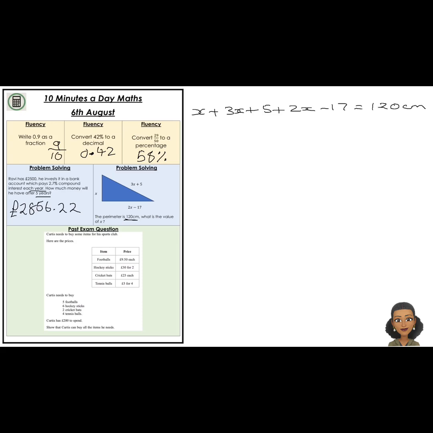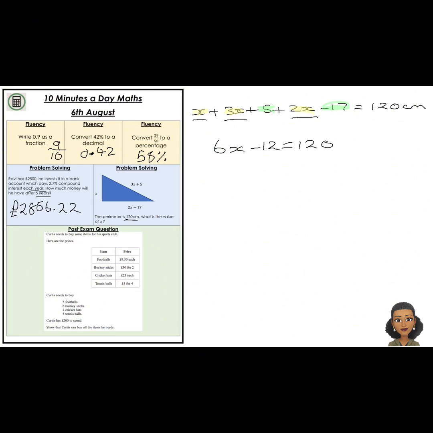Okay, now I'm going to start by collecting like terms. That's all of my x's and then my numbers here, 5 and that minus 17. So if we start with our x's, we've got x plus 3x plus 2x. That gives me 6x, okay? Then I've got plus 5, so positive 5 minus 17, which means I get minus 12. So then it becomes 6x minus 12 equals 120.